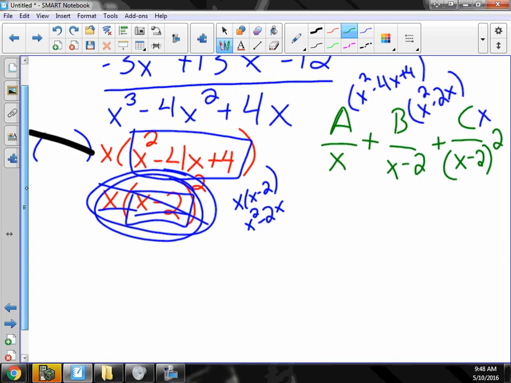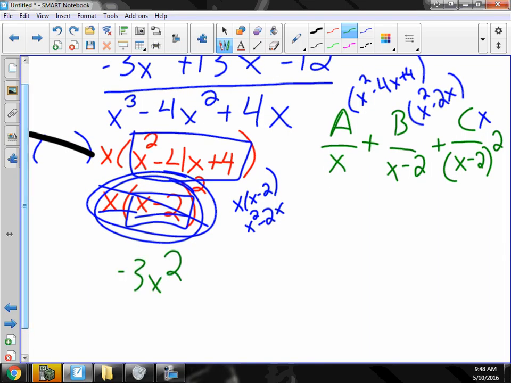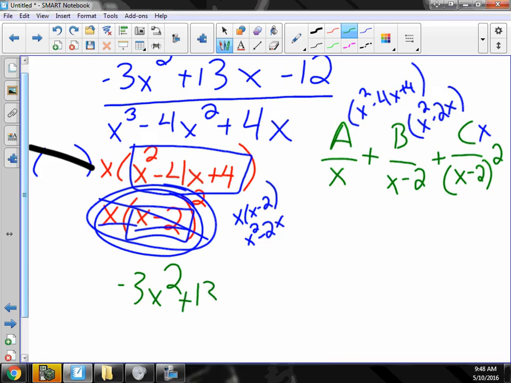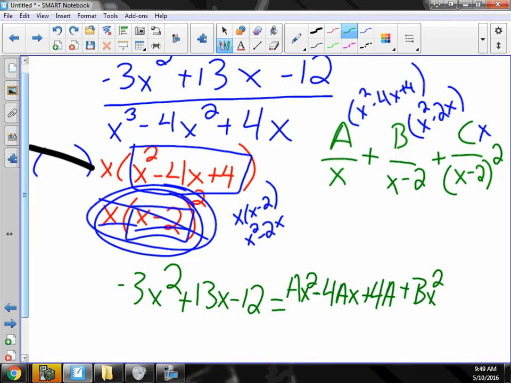So my original numerator is negative 3x squared plus 13x minus 12, and that's going to equal Ax squared minus 4Ax plus 4A plus Bx squared minus 2Bx plus Cx. Now, when you get good at this, you won't have to do the step that I'm about to do, but we're not good at it yet.